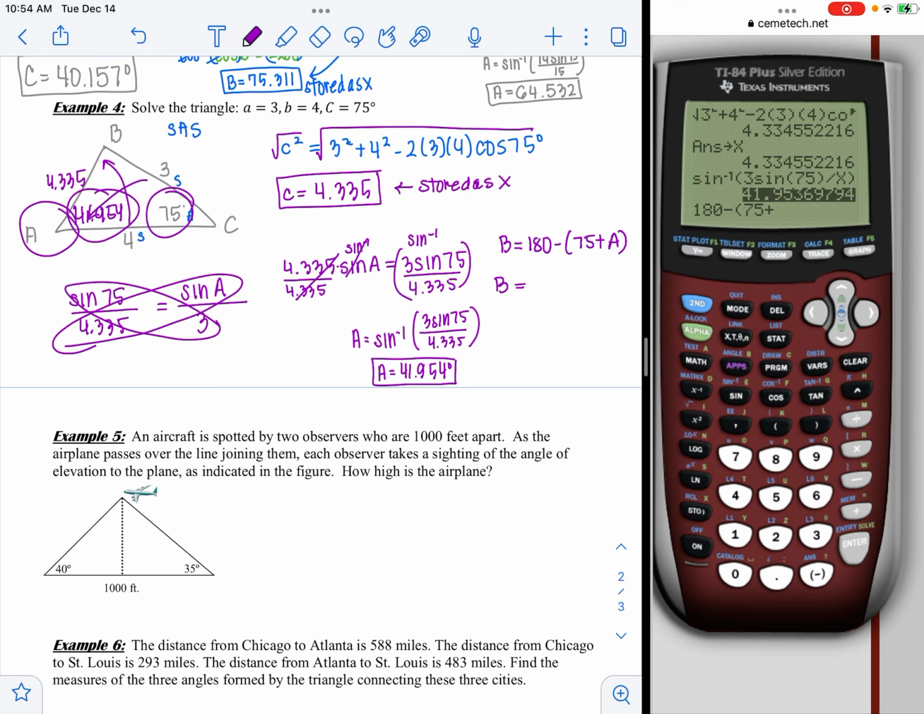So if you have a calculator, you can grab it. That's great. If not, you can hit second answer. Close the parentheses, hit enter, and angle B is 63.046 degrees.